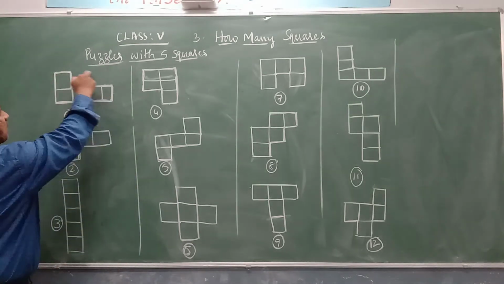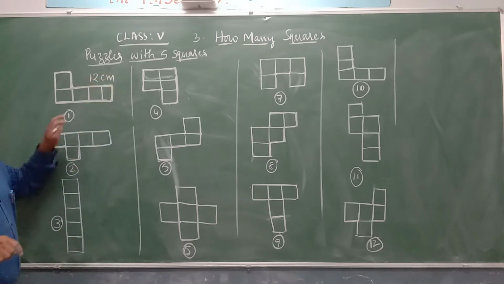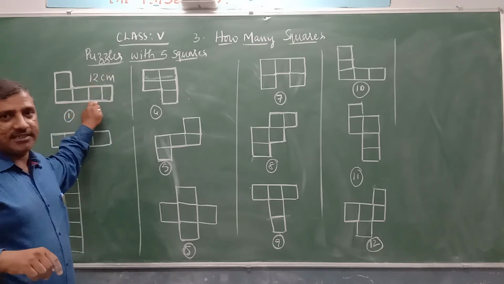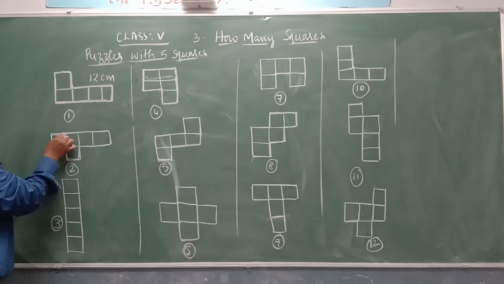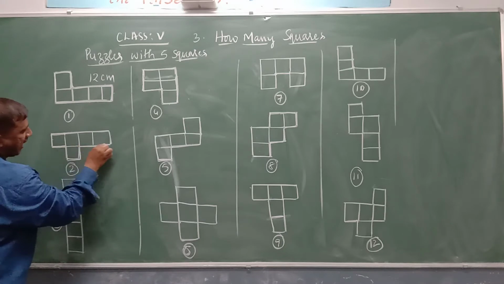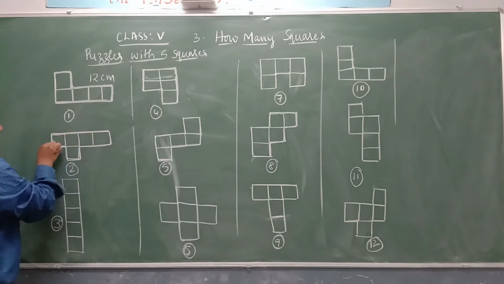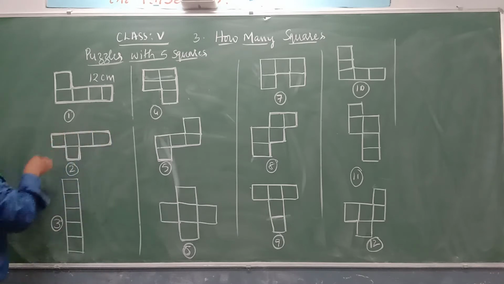Therefore, the perimeter of the shape is 12 centimeters. Similarly, find the perimeter of shape 2. What is the boundary line of this shape? I am drawing the boundary line. Now you have to find the boundary length of shape 2.